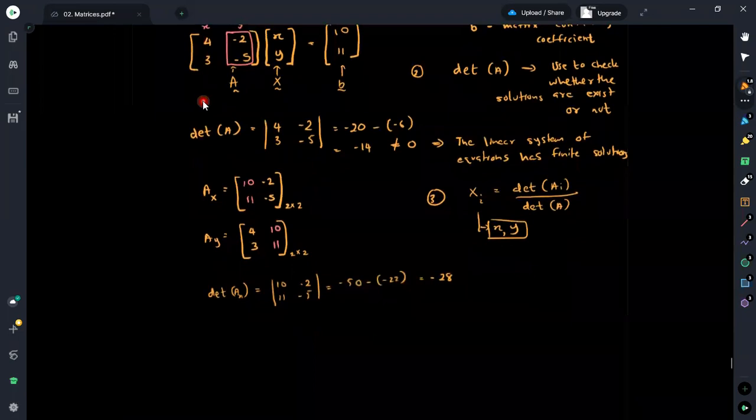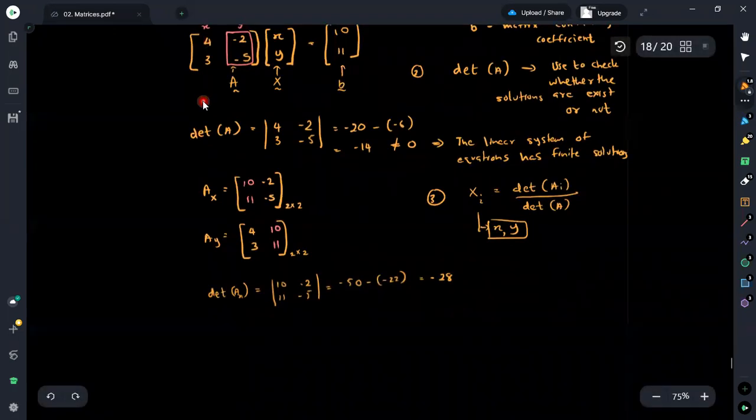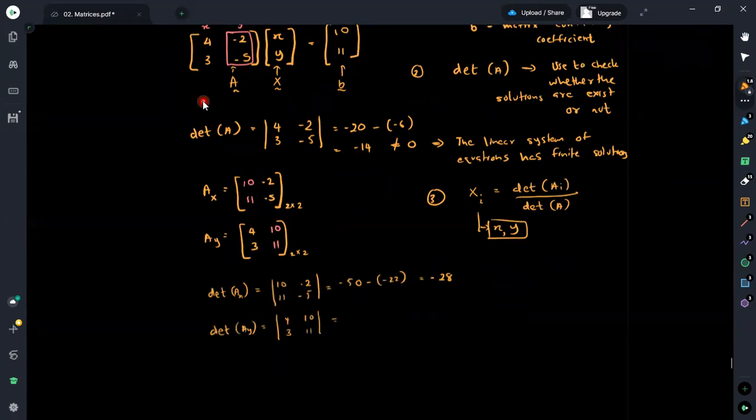And thereafter, we need to similarly obtain the value for the determinant of AY as well. To obtain the determinant of AY, we can use 4, 3, 10 and 11. If you perform this calculation, here we'll get 44 minus 30. We'll get the value as plus 14.